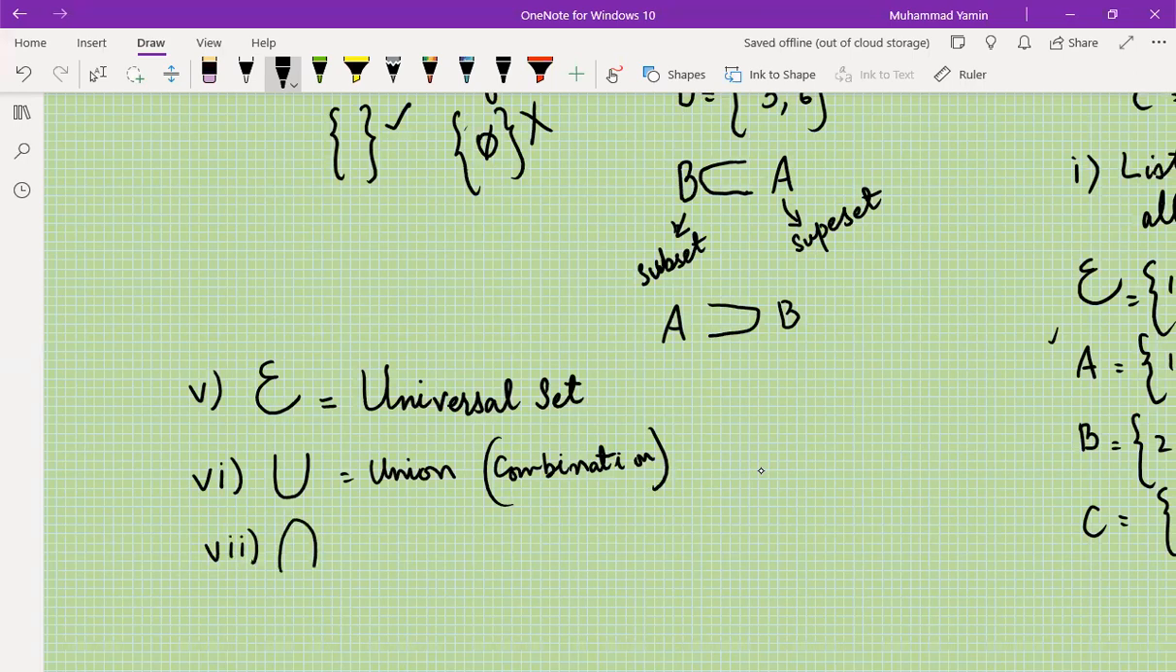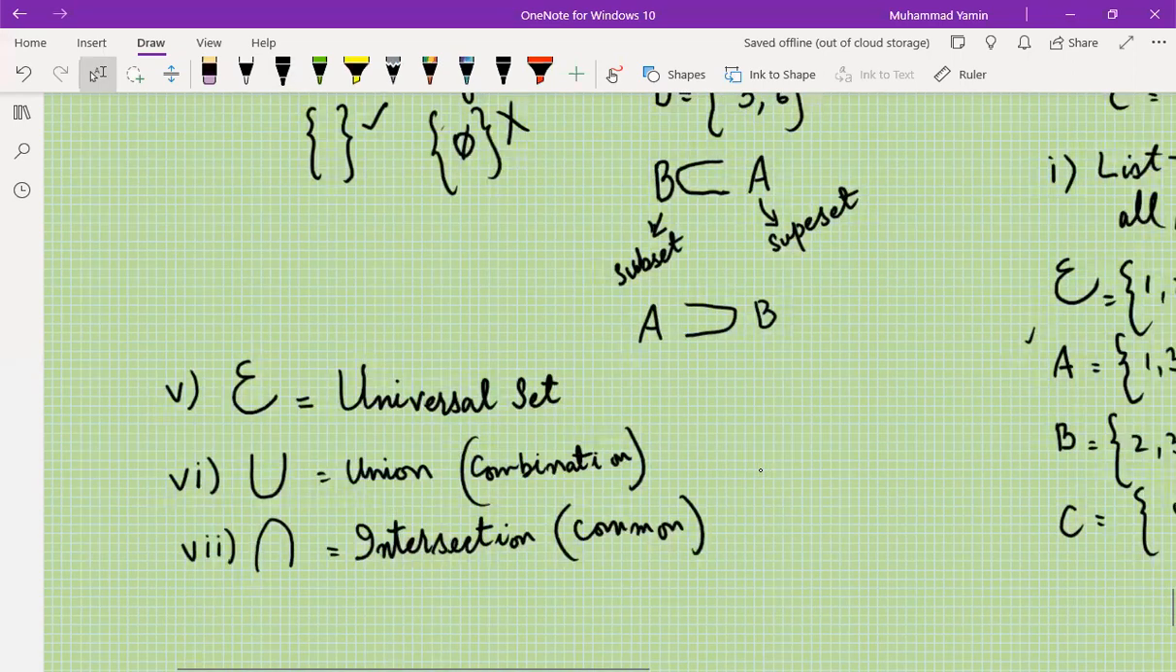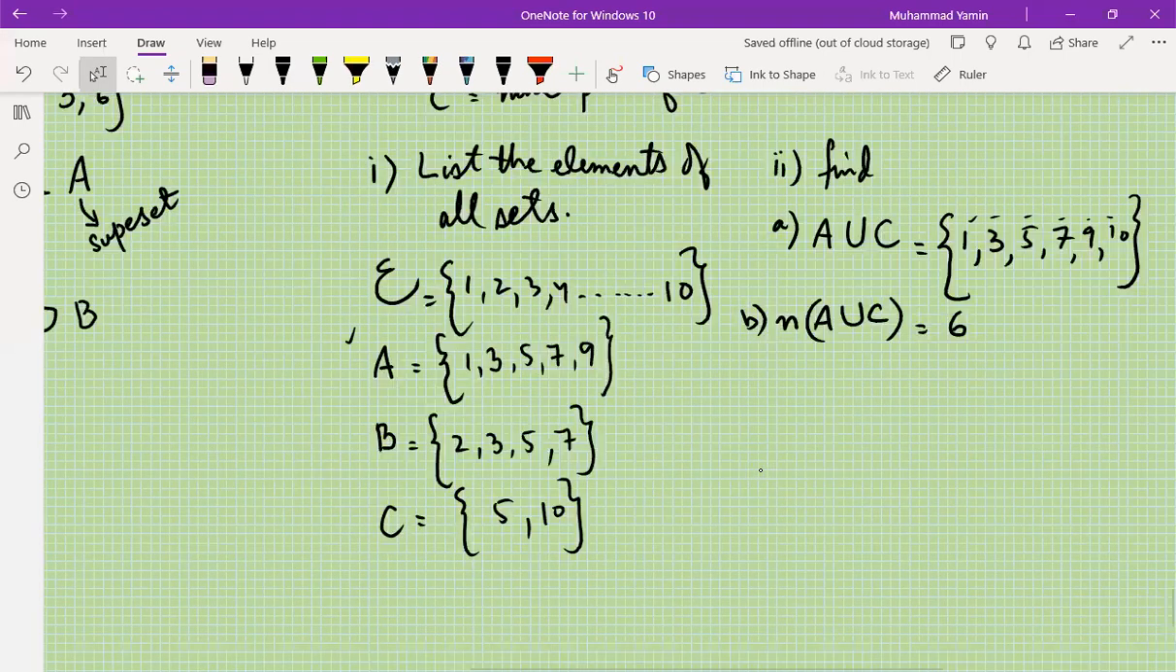Another symbol, upside down U, that is called intersection. And that means picking out only the common. It is also to be written in between at least 2 sets.